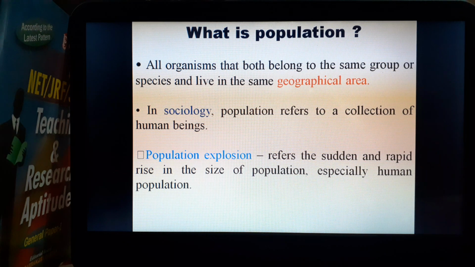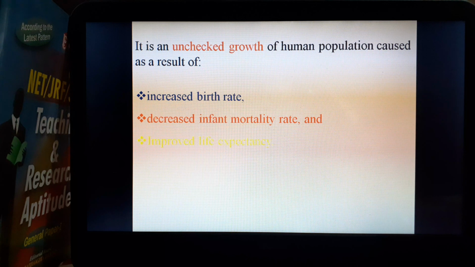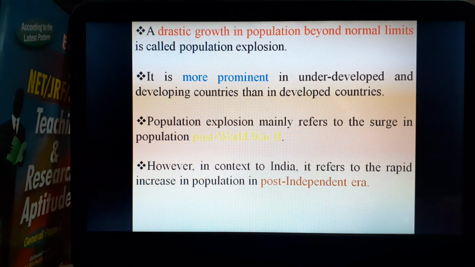Now coming to the main part, what basically does population explosion mean? The population explosion refers to the sudden and rapid rise in the size of population, especially in the sense of human population. Sometimes it is also called the unchecked growth of human population, which results from increased birth rate, decreased infant mortality rate and improved life expectancy. We can also say that it's a drastic growth in population beyond the normal limit, and it's more prominent in underdeveloped and developing countries than in developed countries.